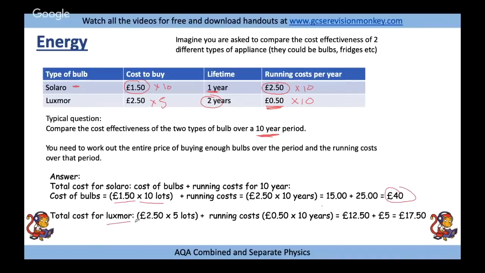Next, Luxmore bulbs, £2.50 times 5. It's 5 because each one lasts for 2 years and I've got to cover 10 years. So £2.50 times 5. Running costs, 50p times 10 years, giving me a total of, just adding those 2 values together, £17.50. Okay, so I can see my conclusion is Luxmore bulbs are more cost effective.